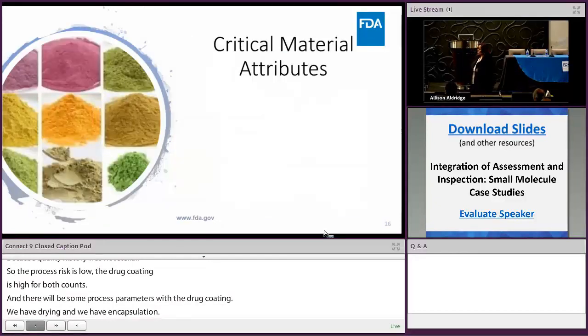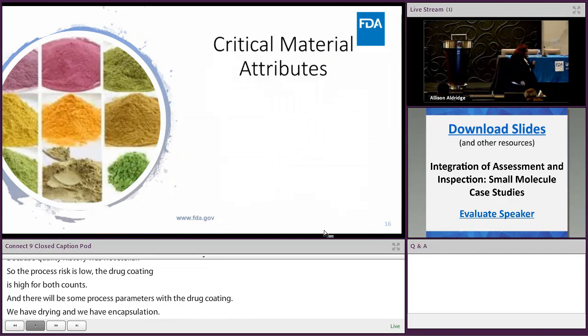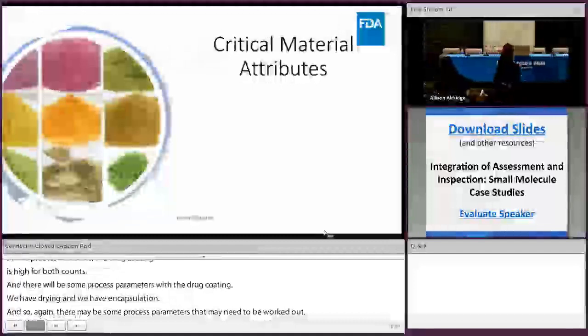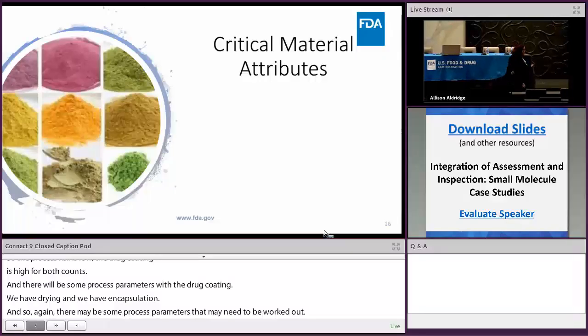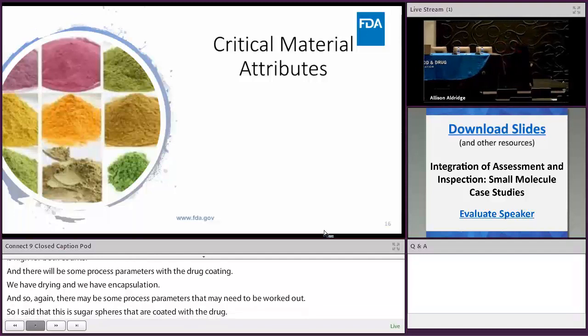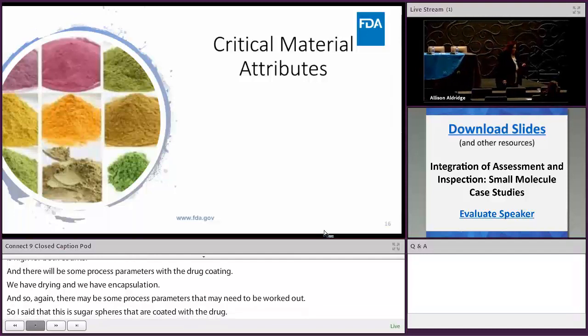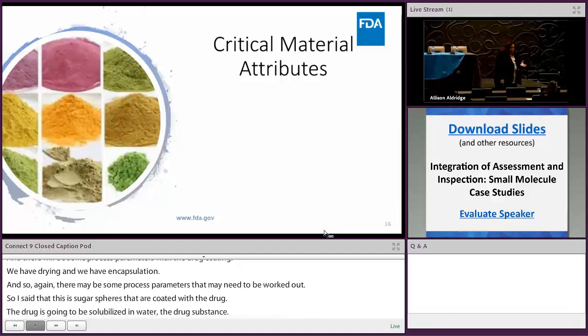So I said that this is sugar spheres are going to be coated with the drug. Well, the drug's going to be solubilized in water, the drug substance. So what do you think a critical material attribute is? It's going to be put in water. Do we want it to dissolve in the water?